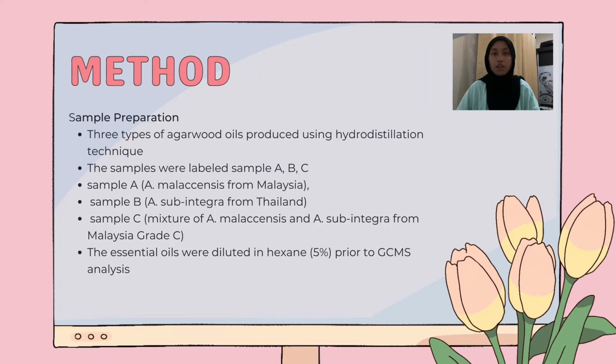For sample preparation, three types of agarwood oils produced using the hydrodistillation technique were obtained from different sources. The samples were labeled as sample A, sample B, and sample C, respectively, as shown below. The essential oils were diluted in 5% hexane prior to GCMS analysis.